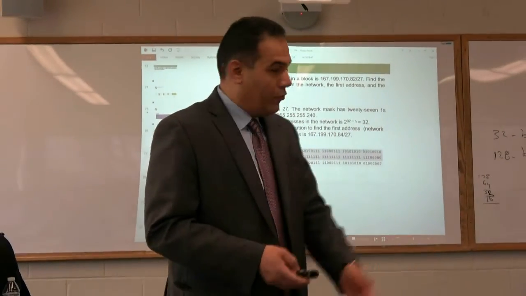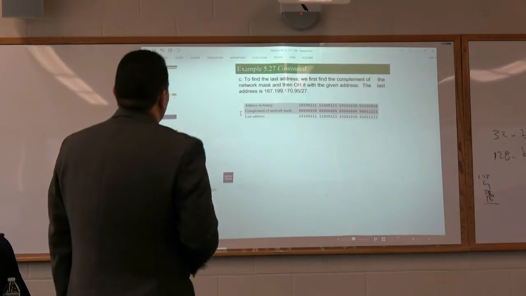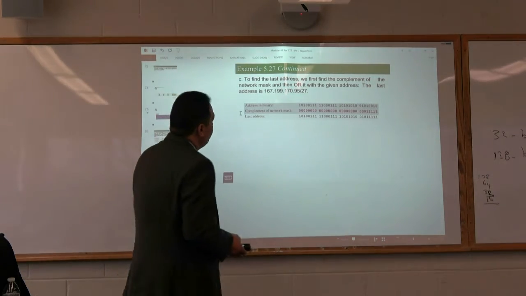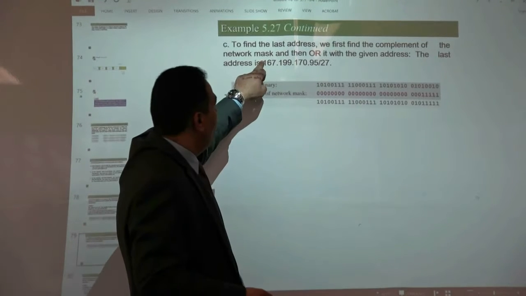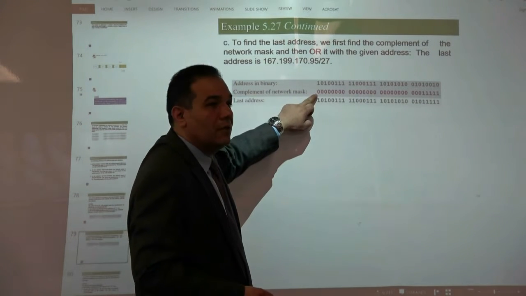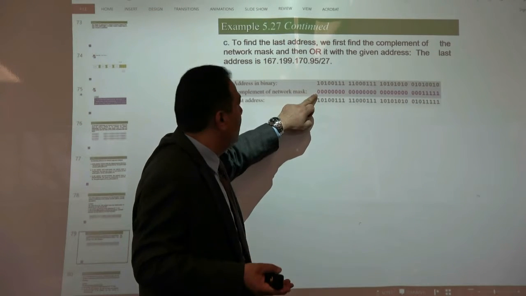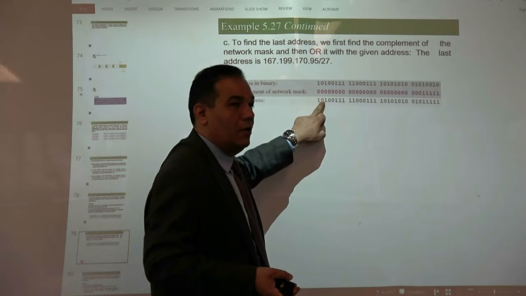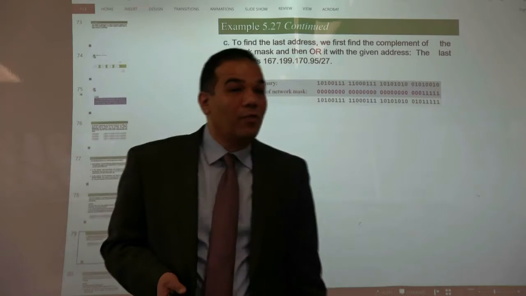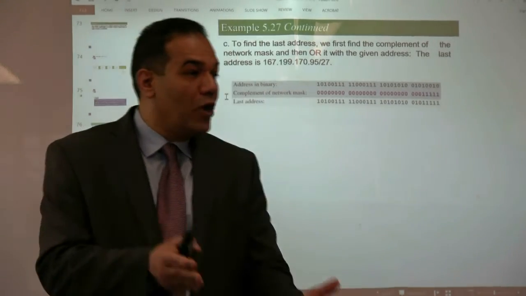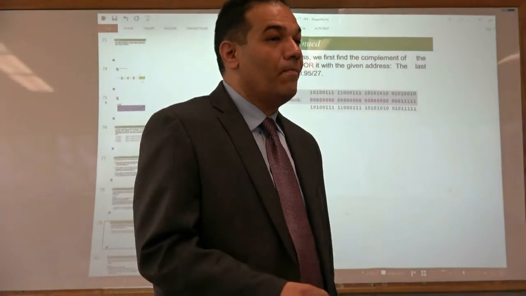Routing, for routing. All right. To find the last address, we first find the complement of the network mask. What's a complement? Zeros to one, one to zero, exactly. And then what you do, OR. Then what you get is the last address. So now you know where the block starts and where it ends.